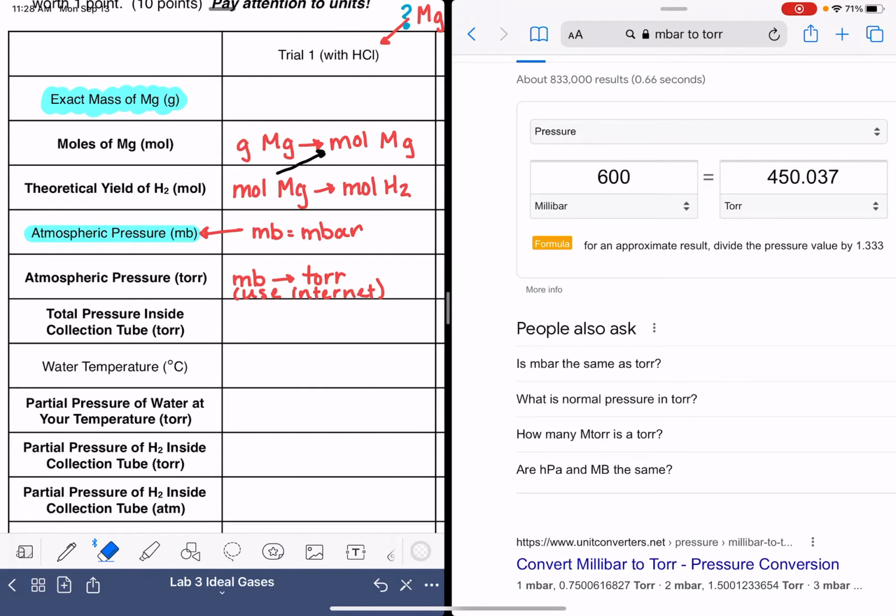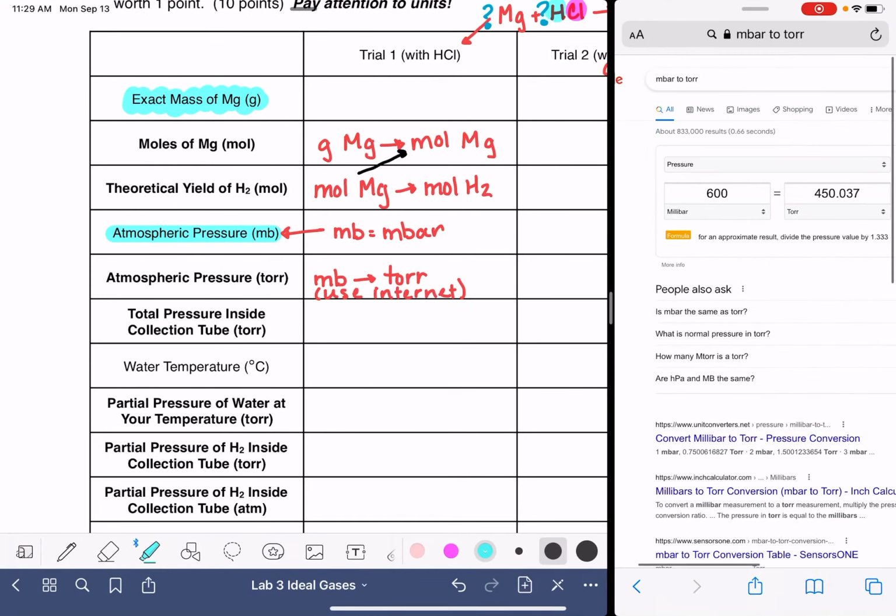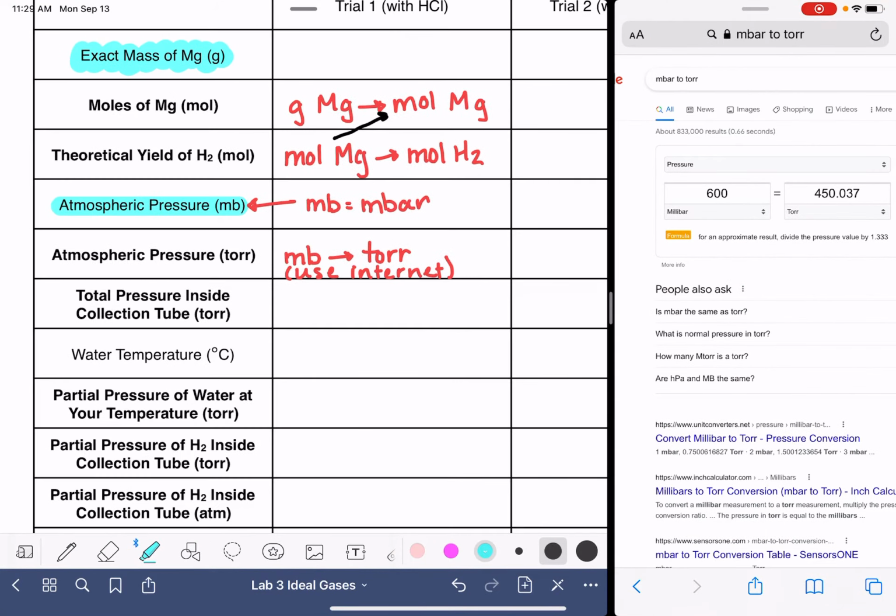So next question, total pressure inside the collection tube. In the lab procedure, if you were paying attention, you were adjusting that gas collection tube to a certain spot. Once you got it to that position, the atmospheric pressure would be the same as the pressure inside the tube. So whatever you calculated here for your atmospheric pressure, that's the pressure inside the tube.